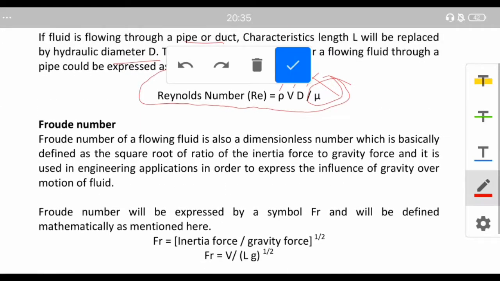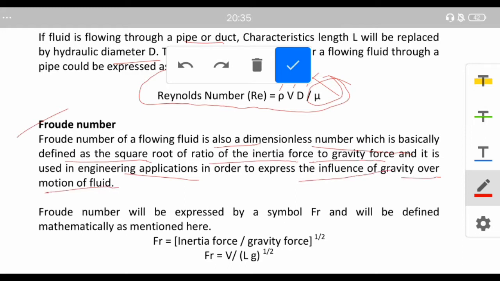So the Froude number. A Froude number of a flowing fluid is also a dimensionless number, which is basically defined as the square root of the ratio of the inertia force to the gravity force, and it is used in engineering applications in order to express the influence of gravity over motion.